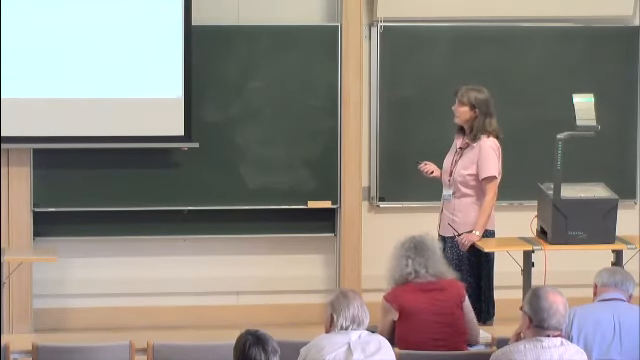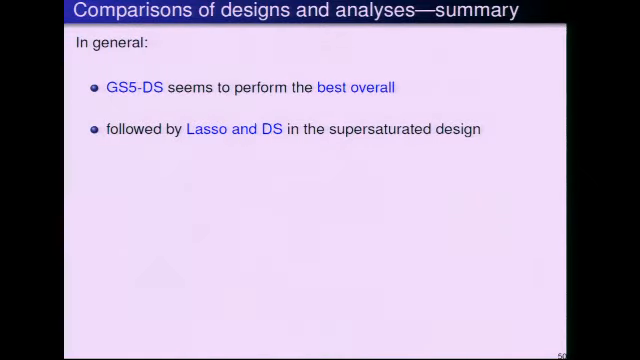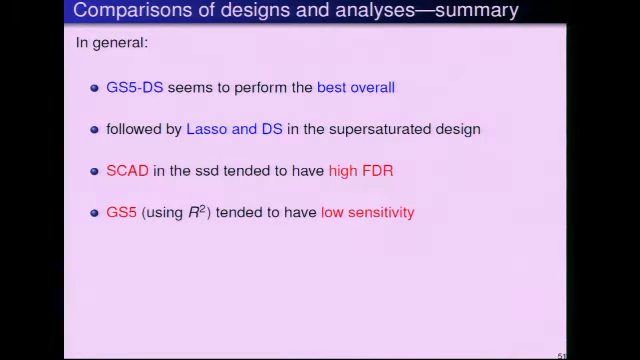Okay, so I think Sue's going to stop me soon, so let me just give a summary of this. The Dantzig selector with group screening seems to perform the best overall if you look over all the settings and all the thousands of box plots that we actually produced, followed by the lasso and the Dantzig selector in the supersaturated design. The SCAD in the supersaturated design tended to have high false discovery rate, and just using R² with the group screening resulted in low sensitivity, so that wasn't so good either.